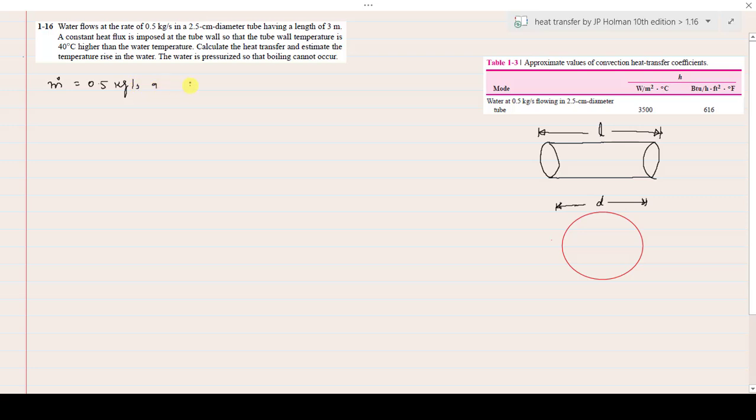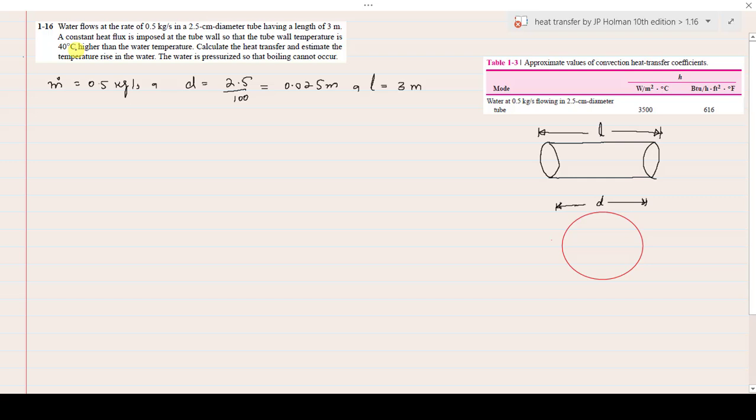And what is the diameter of the tube? That is 2.5 centimeter. Divide it by 100 to convert from centimeter to meter, that will be 0.025 meter. The tube has a length of, what is the length of the tube? That is 3 meter.